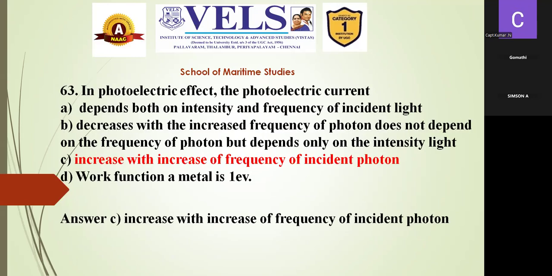In photoelectric effect, the photoelectric current: option A, depends both on intensity and frequency of incident light. Option B, doesn't depend on the frequency of photon but depends only on the intensity of light. Option C, increases with the increase of frequency of incident photon. Option D, work function is 1 electron volt. In photoelectric effect, the photoelectric current increases with the increase of frequency of incident photon.